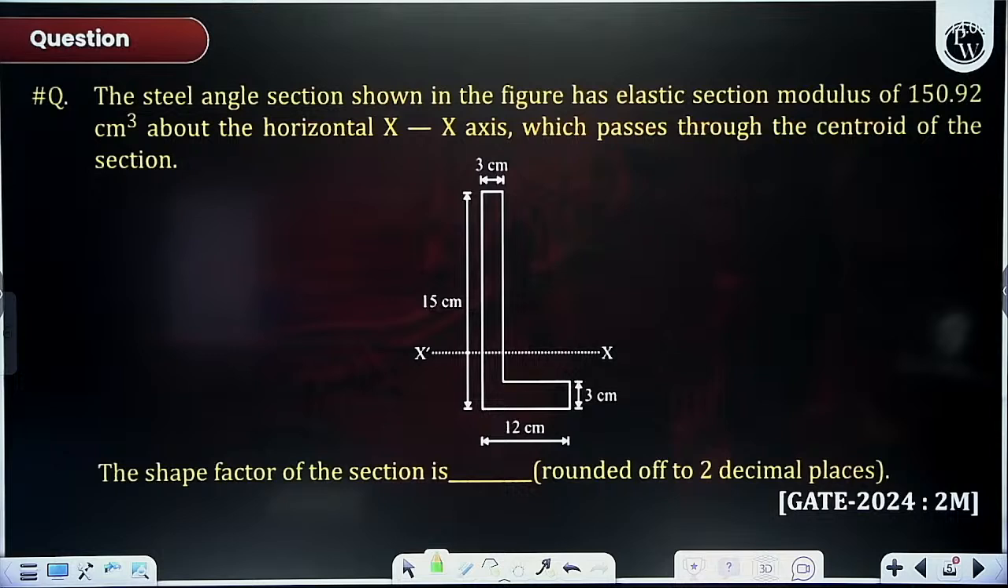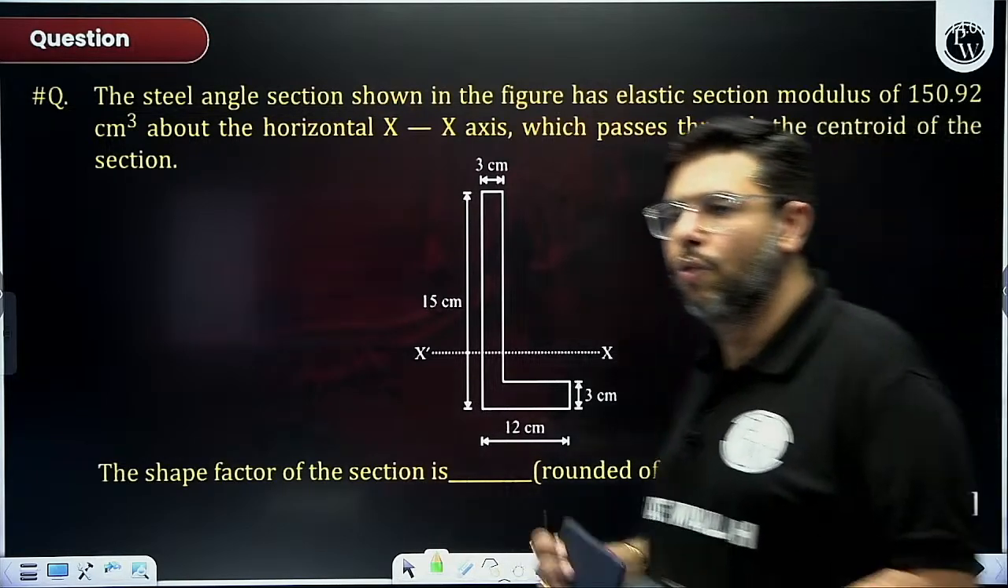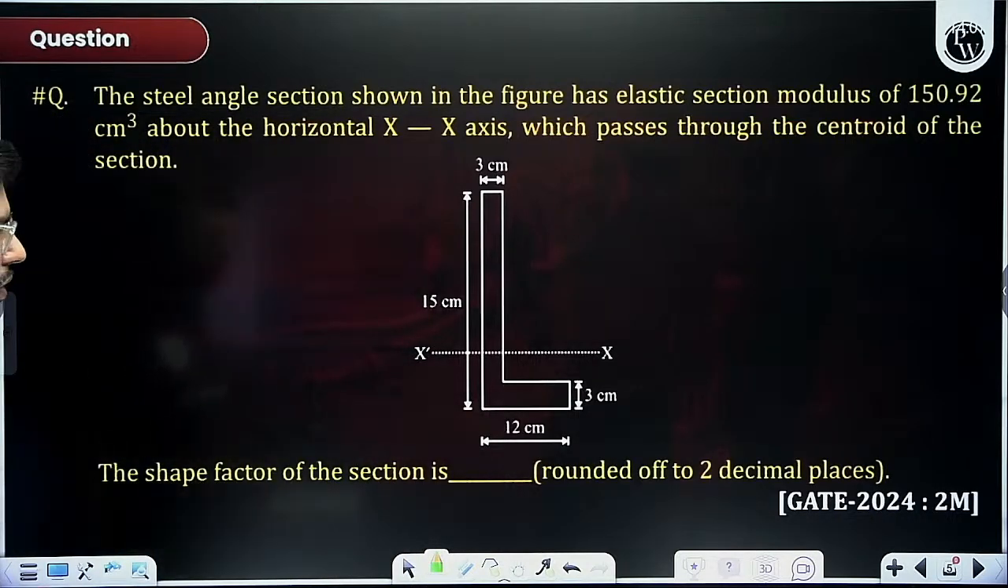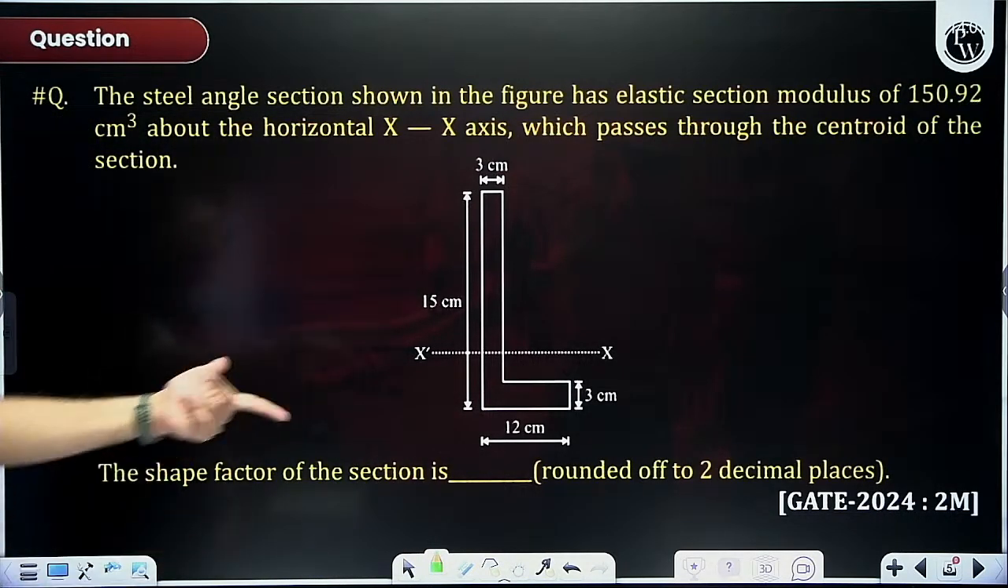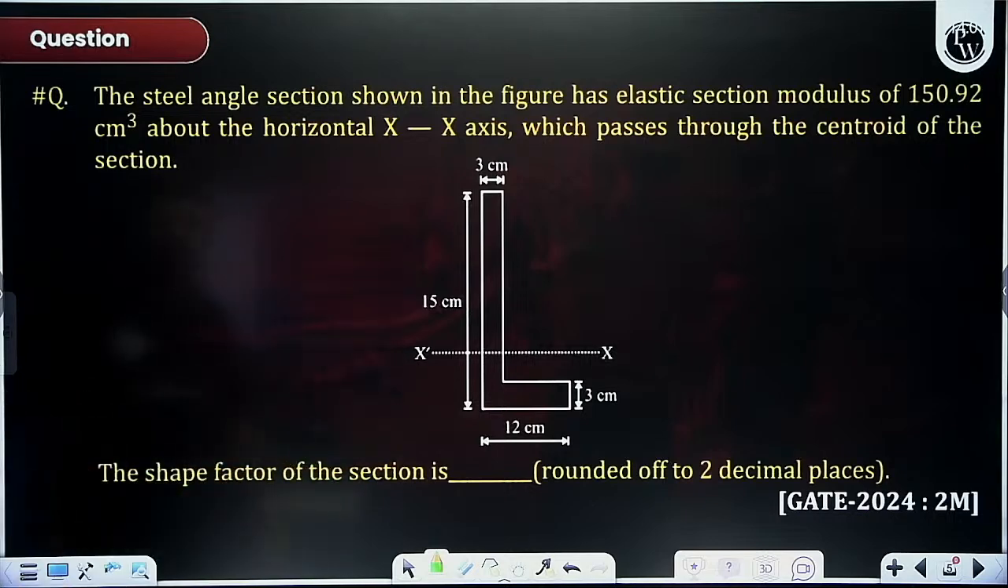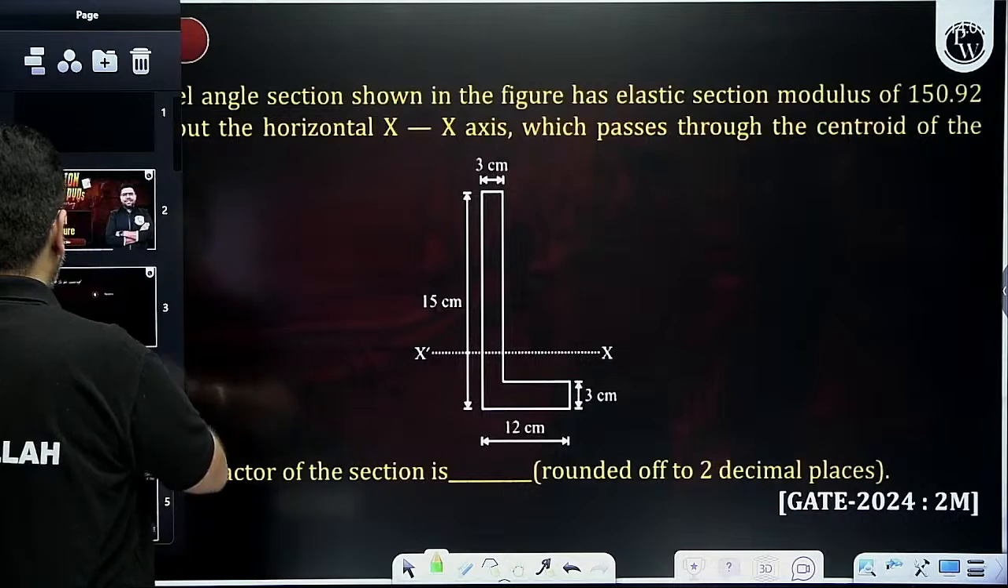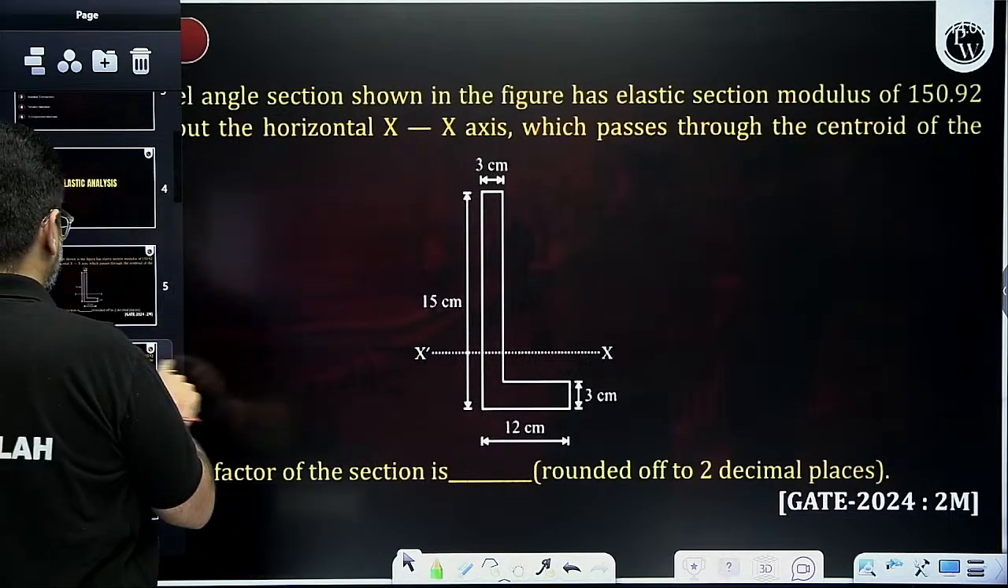Shape factor, you have to calculate the shape factor. Here elastic section modulus was given to us. So first of all, try to calculate the equal area axis position, okay, then only you would be able to solve it. First of all, try to trace the equal area position here. Let me also start solving with you so that we can finish it off. It was asked in 2024 last year only, okay. Very good question, but let me try to solve this question for you.